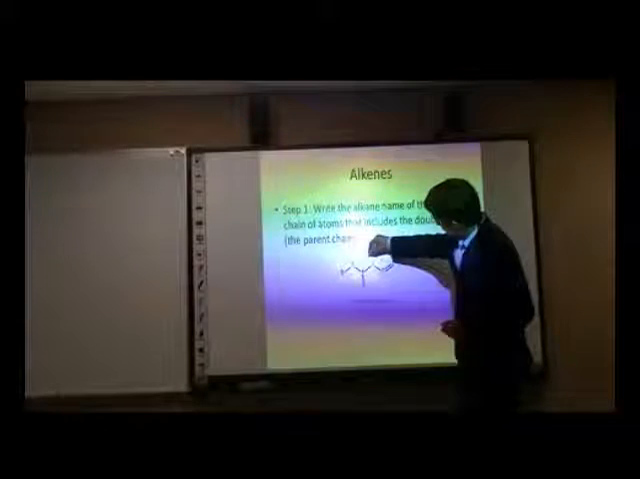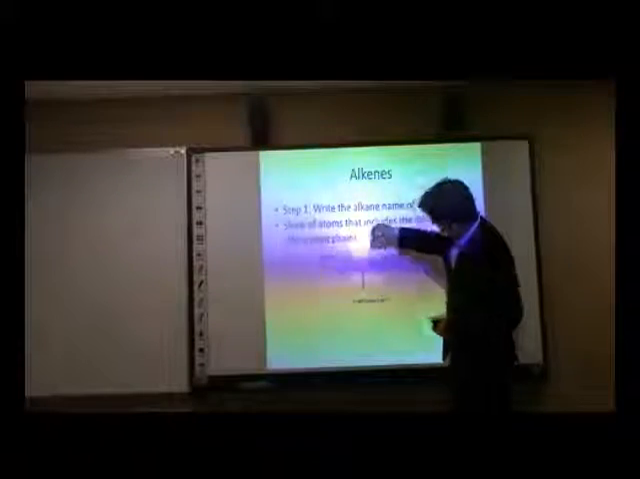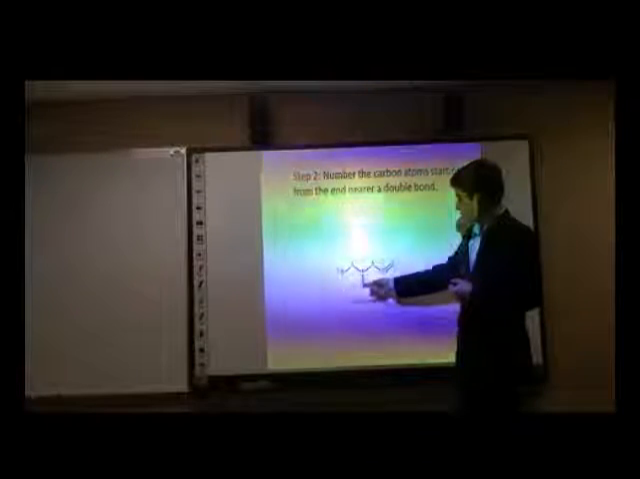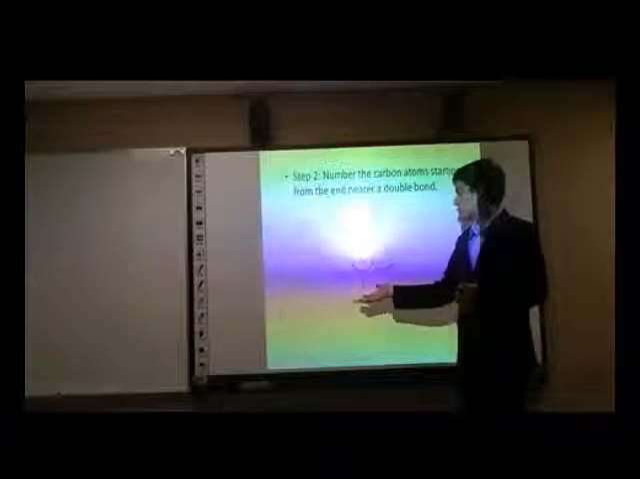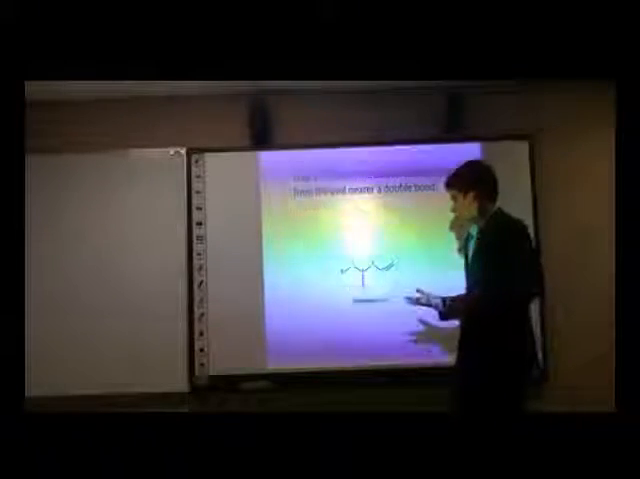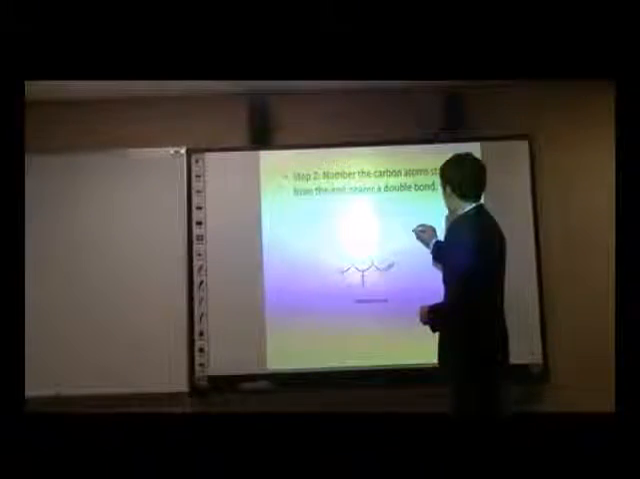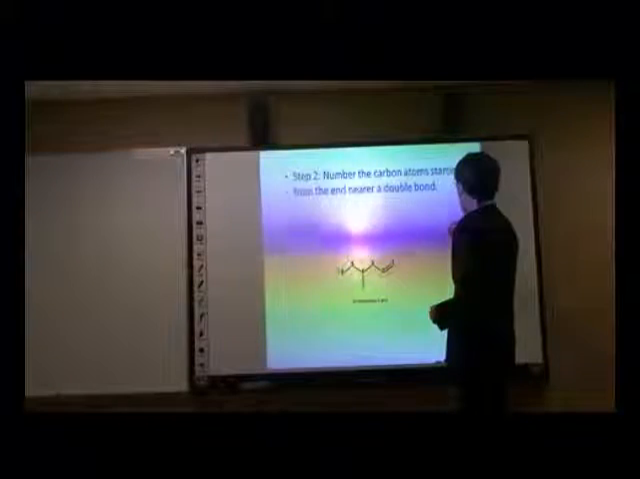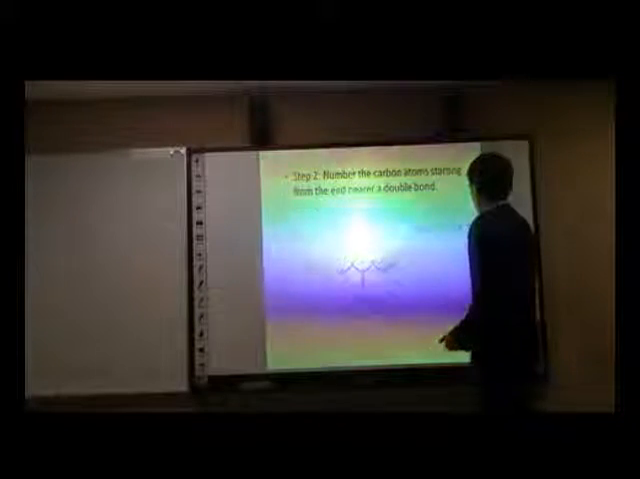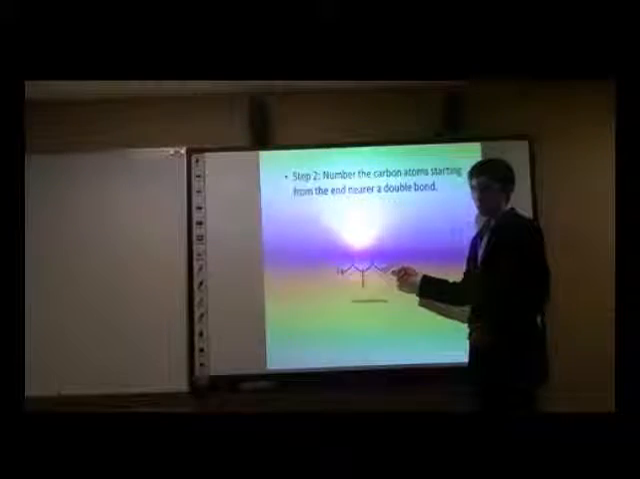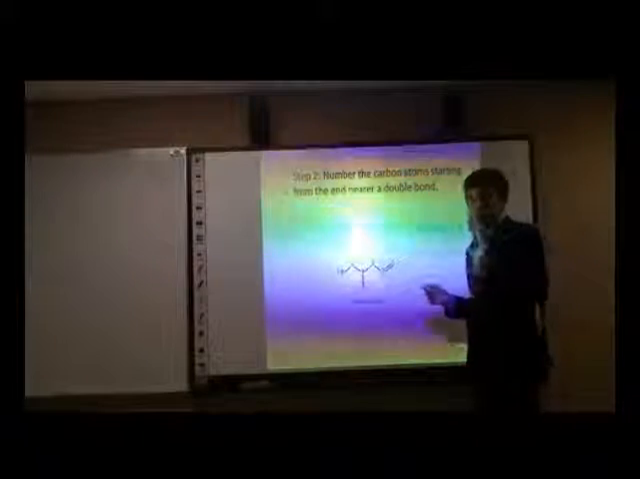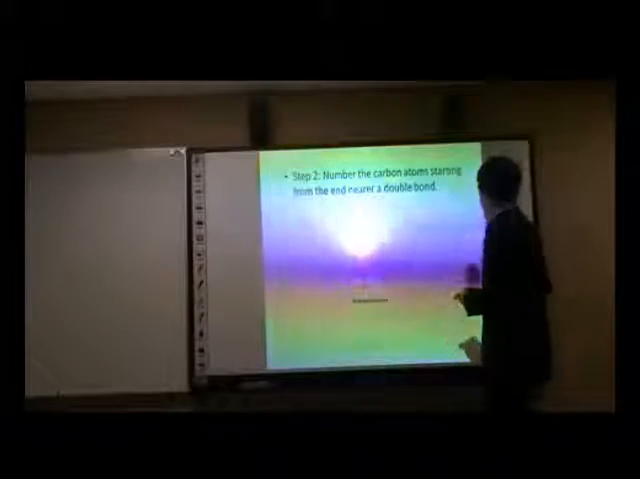So 1, 2, 3, 4, 5, 6. The lowest number possible will be 1. And now we have to find its position in the carbon chain. So it's 4. How many do we have? We have 1, so it's a methyl. So we have a 4 methyl. We have 6 carbons on the chain, so it's hex. 4 methyl hex. The double bond is in the first position. It's a 1, and since we only have 1 double bond, it's ene. It's a 4 methyl hexene.